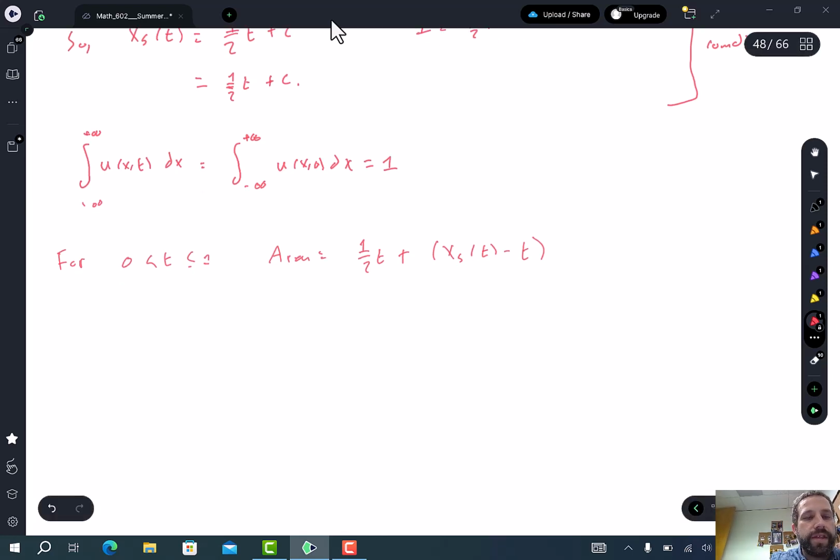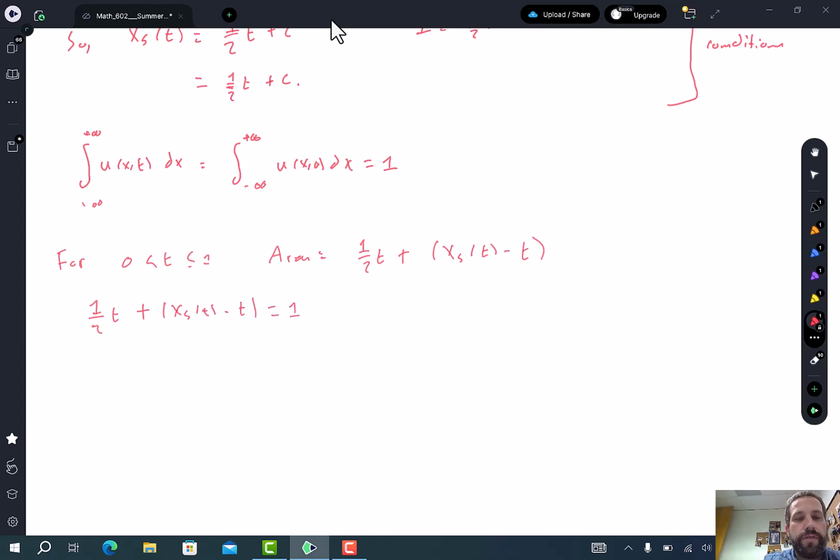Okay, so now I'm going to equate these two. I'm going to have 1/2 t plus xs of t minus t is equal to 1. And if you solve this for xs, you're still going to get xs of t is equal to 1/2 t plus 1, just like we got up here. So that's good.